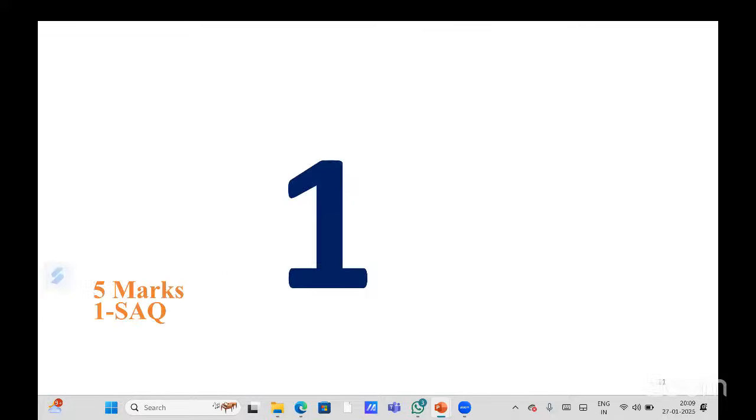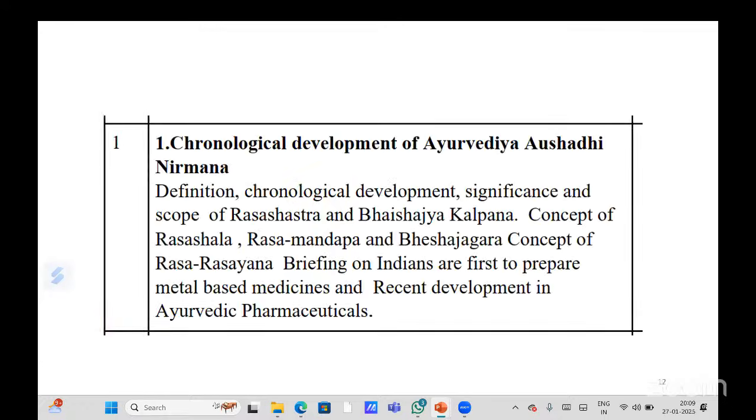Okay, so coming to syllabus point number 1, it carries total 5 marks. So the question will be one short essay, or one short answer. The syllabus points like chronological development of Ayurveda Aushadhi Nirmana. In this point, we are having a definition, chronological development, significance, scope of Rasashastra, Vaishajya Kalpana, concept of Rasashala, Rasamantapa, and Bhaishajagara concept, Rasa Rasayana concept. Okay. And recent development in Ayurvedic pharmaceuticals.